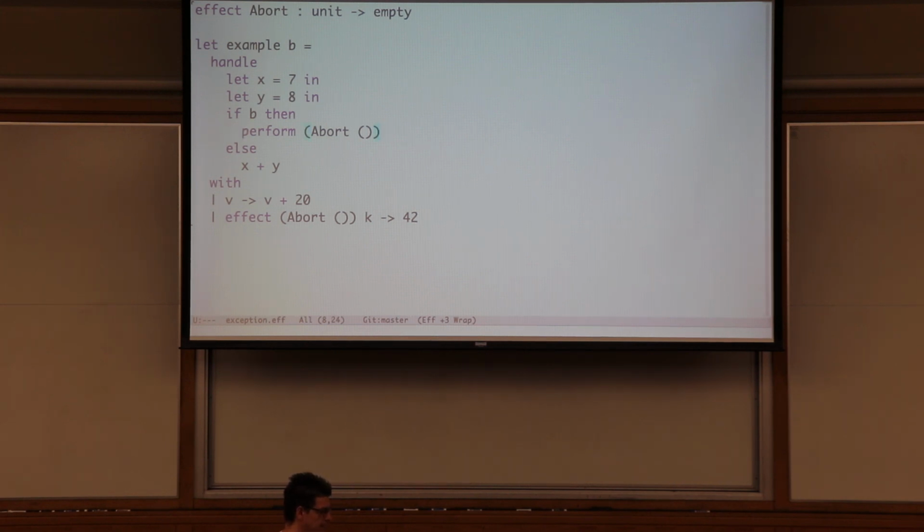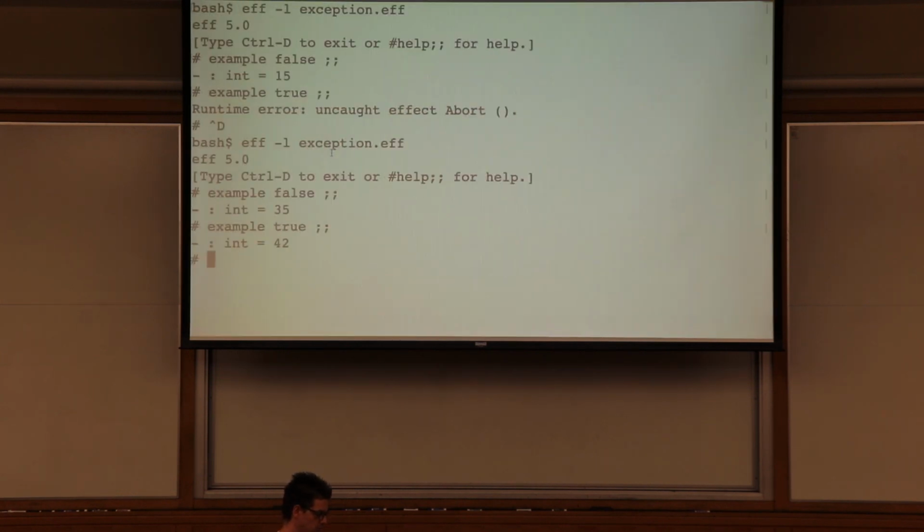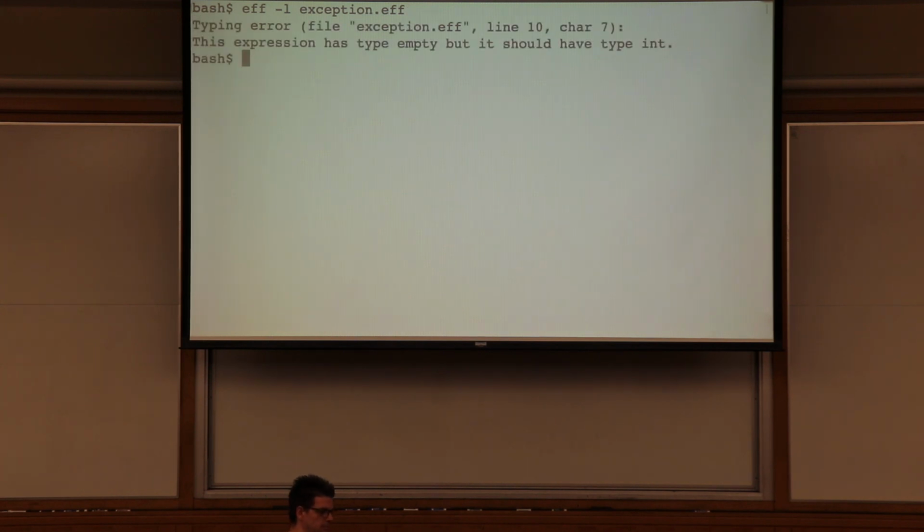So with this, now it looks like it's going to work, but can you tell me what's going to go wrong? What is the type of this branch of the if-then-else? It's int. What is the type of this branch? What does abort return? It returns empty. So one branch has type empty and the other one has type int. That's a type error, which is exactly what it's saying. It's saying this expression has type empty, but it should be int.